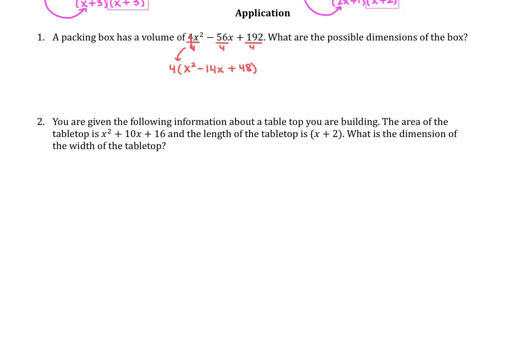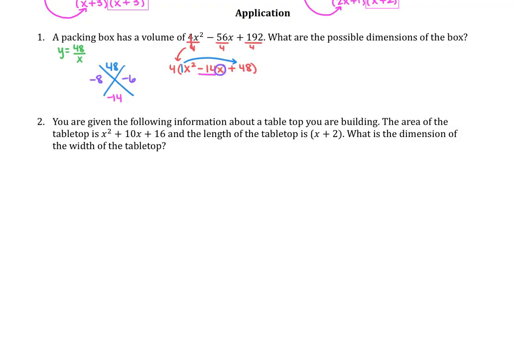Now that I'm here, I have a trinomial in the parentheses, so I'm ready to do my x. I'm going to multiply 1 times 48 to get 48, and I'm looking for a number that adds to be negative 14. So I'm going to type in my calculator, y equals 48 divided by x. I'm going to find that my two factors would be negative 8 and negative 6.